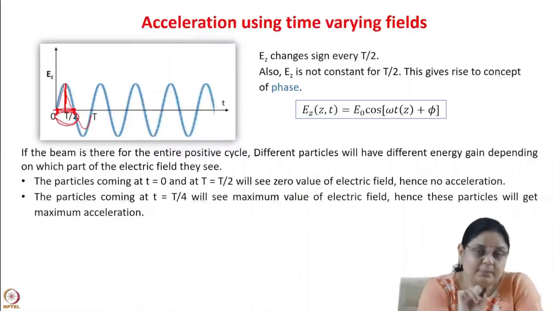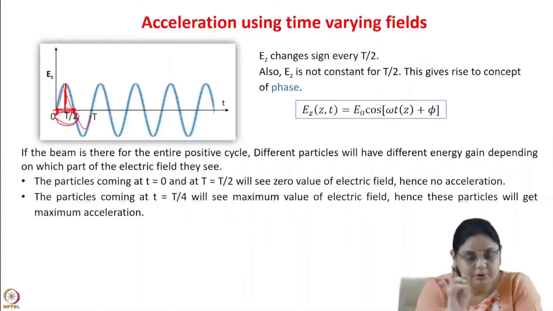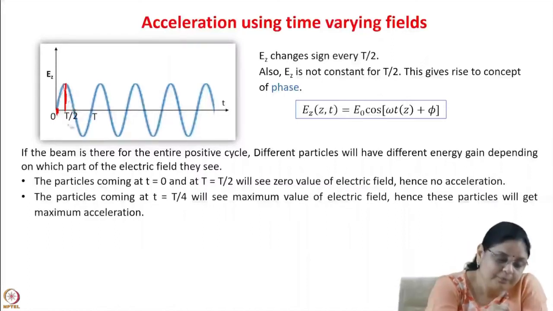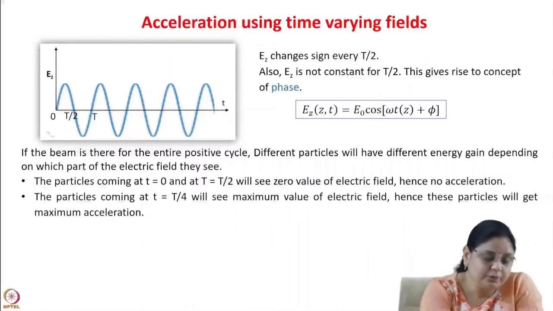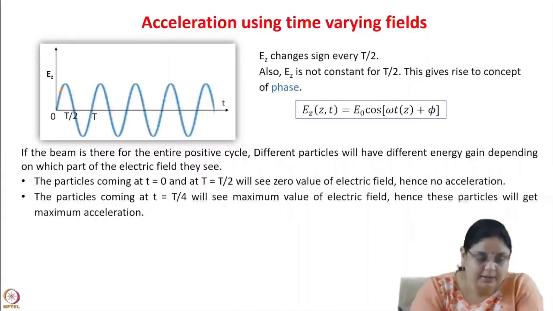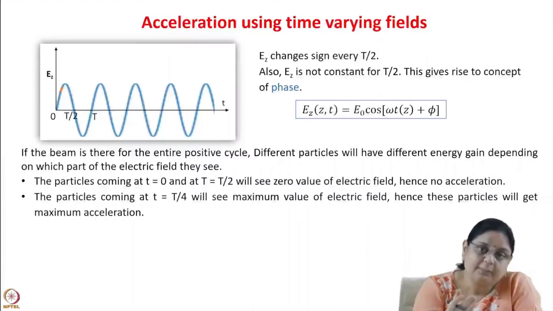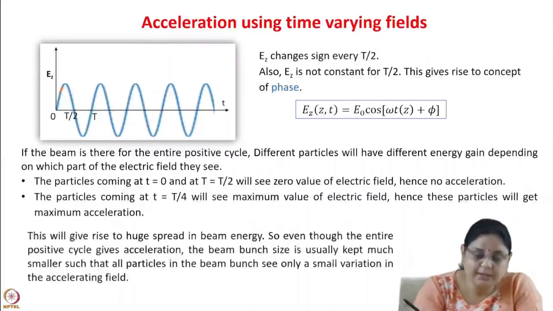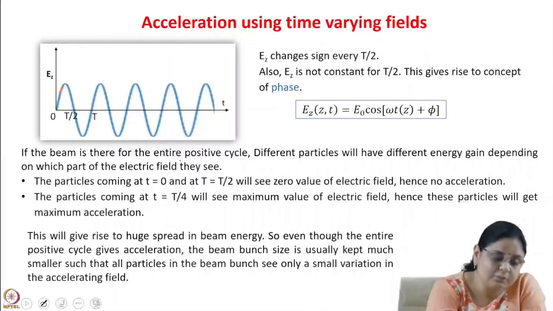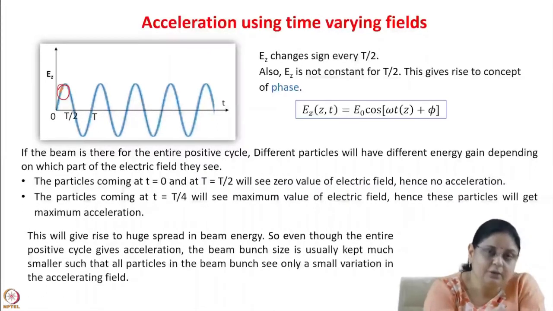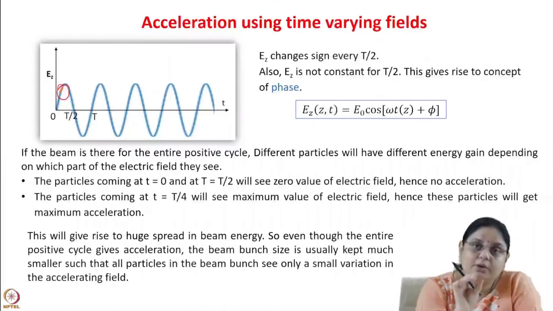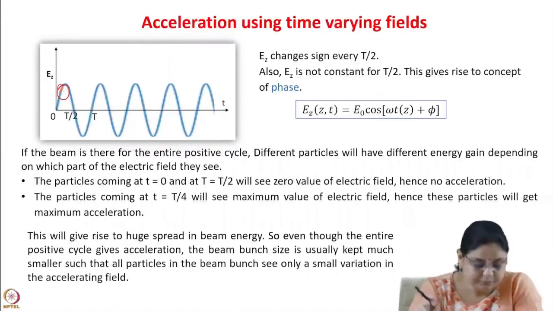So different particles in the bunch will get different acceleration. We cannot use the entire positive part for acceleration, because then some particles will see higher field, some particles will see zero field, so there will be a huge spread in the kinetic energy. So we use only a small portion of the RF cycle for acceleration, such that there is not a huge spread in the kinetic energy. So the bunch size is usually kept much smaller, such that all particles in the bunch see only a small variation in the accelerating field.